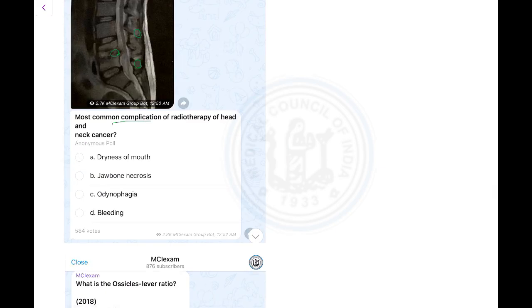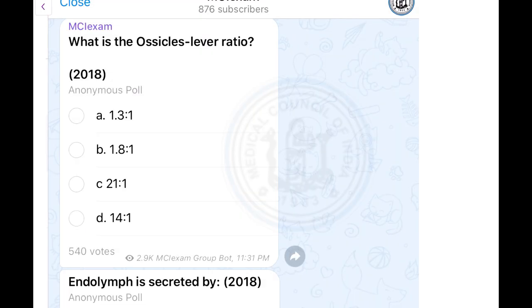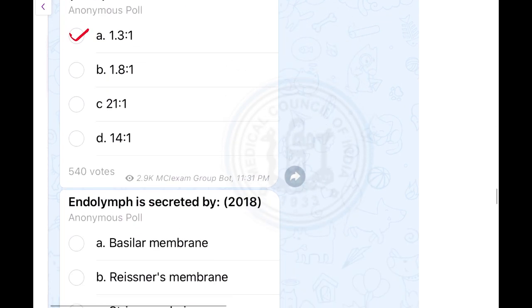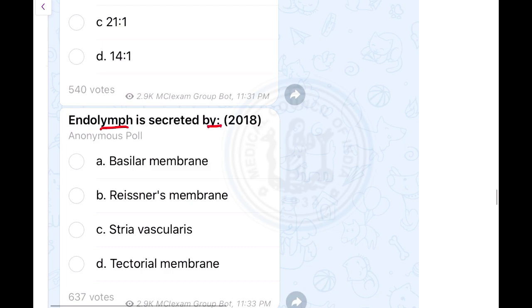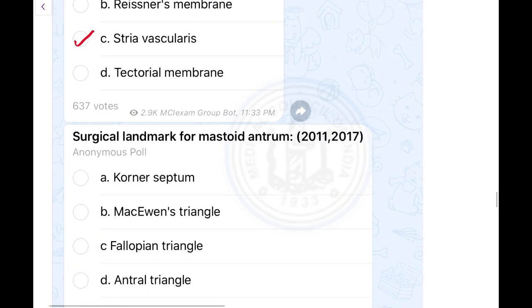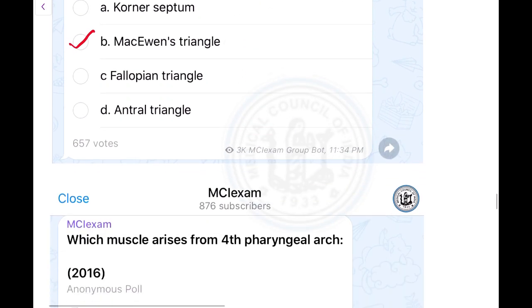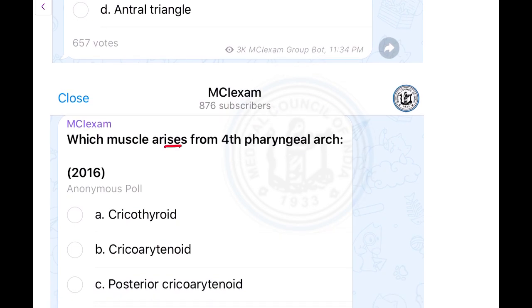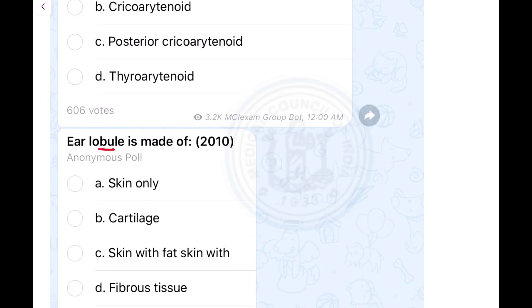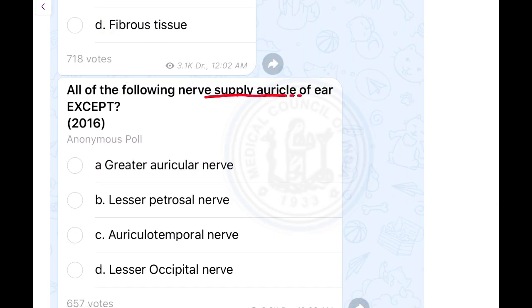Most common complication of radiotherapy of head and neck cancer is dryness of the mouth. What is the ossicular lever ratio? 1.3:1. Endolymph is secreted by stria vascularis. Surgical landmark for mastoid antrum is McEwen's triangle. Which muscle arises from the fourth pharyngeal arch? Cricothyroid. Ear lobule is made of skin with fat. All of the following nerves supply auricle of the ear except lesser petrosal nerve.